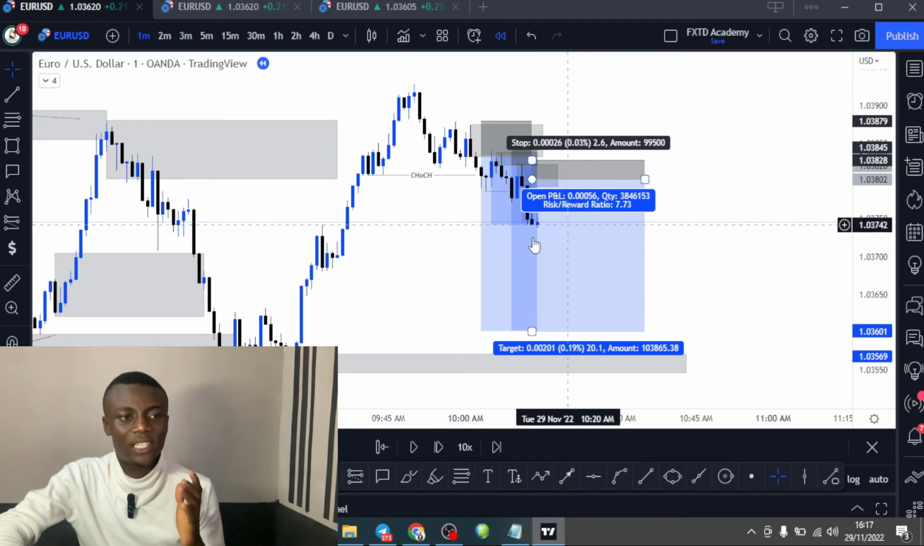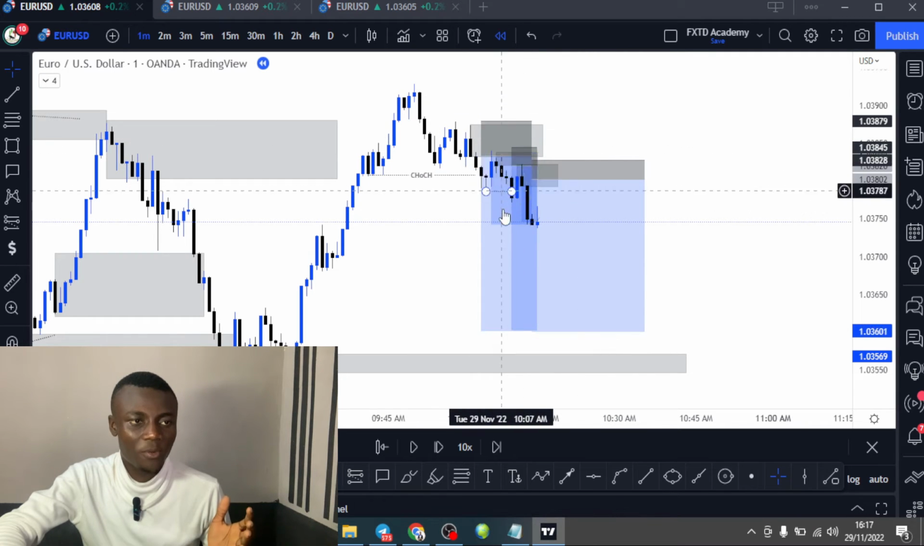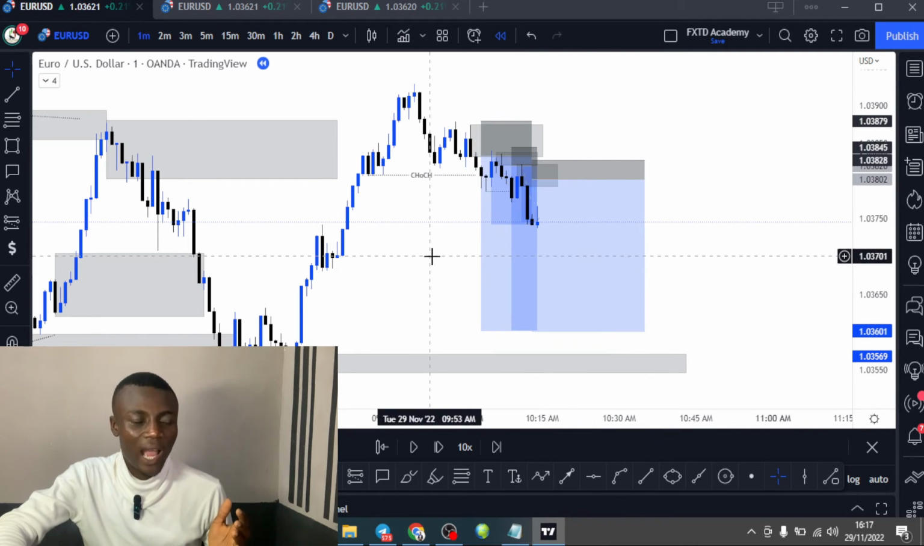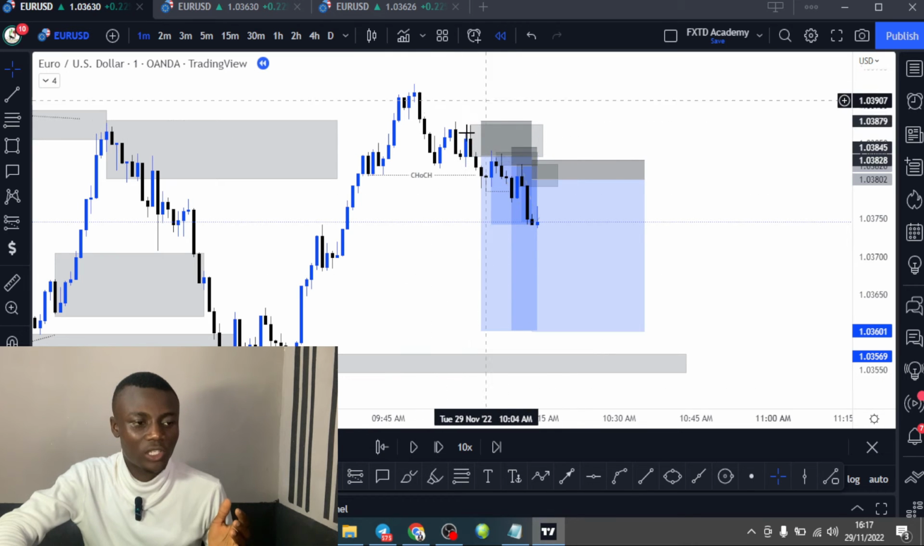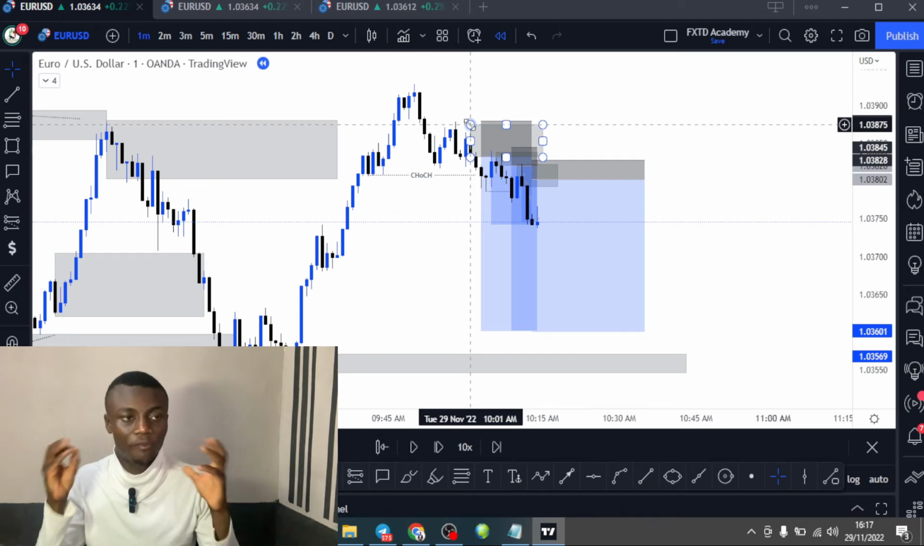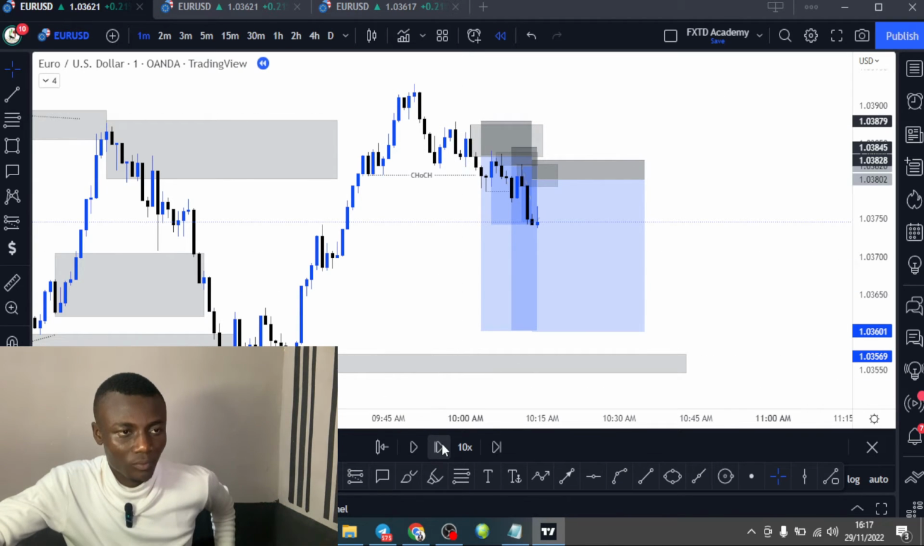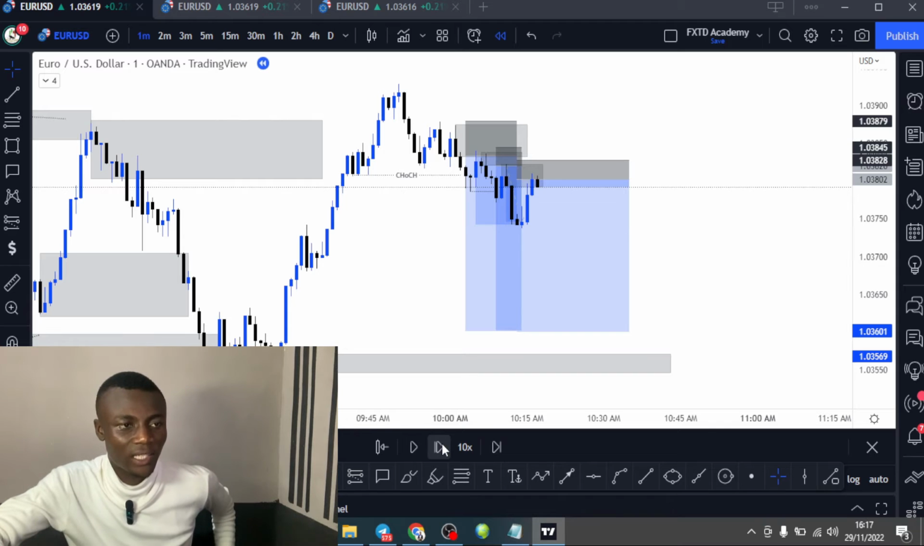So we have not been tagged on this trade. And look at the stop losses. The stop losses are 2 pips, 2.5 pips, and 4 pips. Now the reason why this is so is because of the volatility of the market, right? So let's move on. And okay, so we have been tagged in.